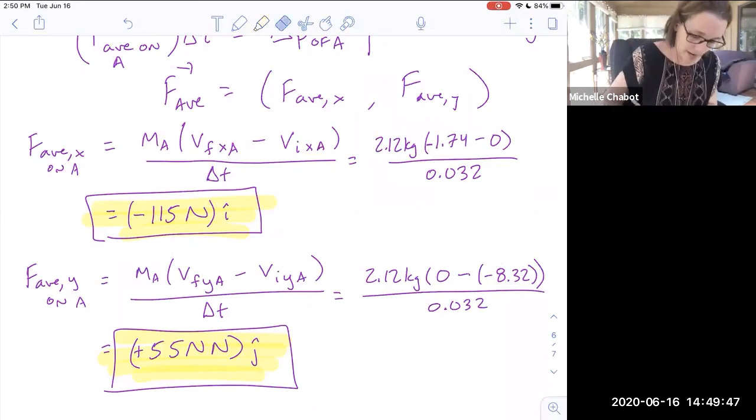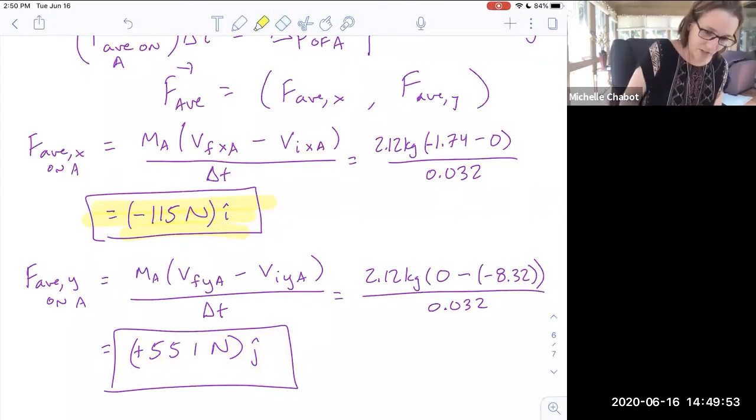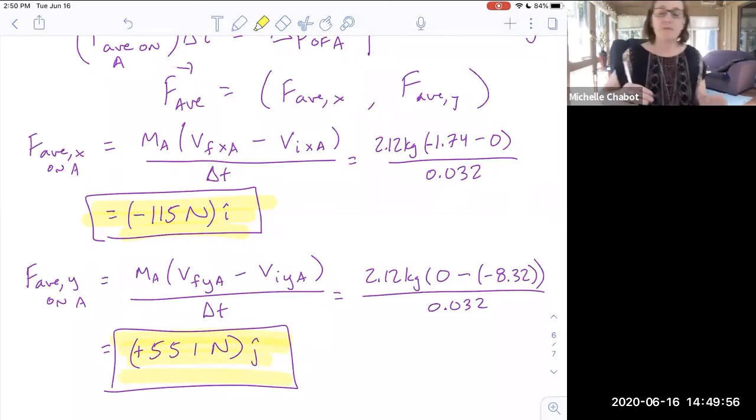Oh, sorry, 551 newtons. I wrote it down incorrectly. So that gives me my average force on object A during that collision.